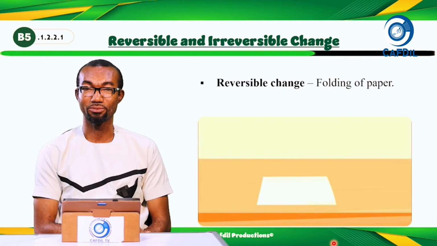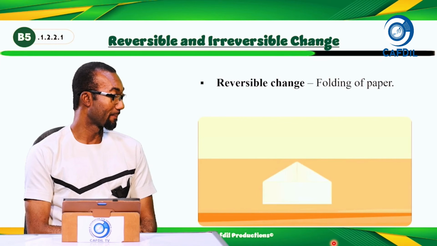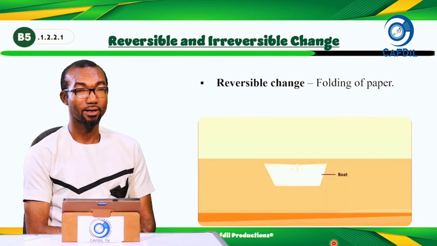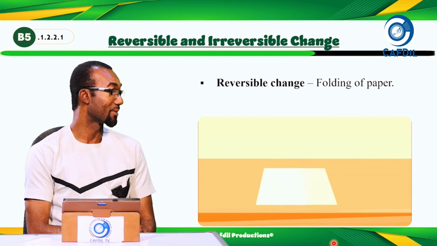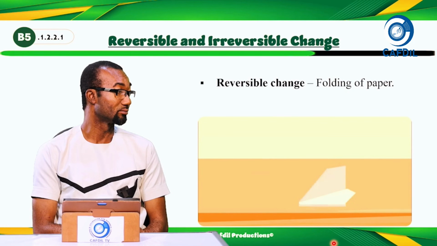The next example is folding of paper. If I fold this paper, as you see, and then I make a boat out of it, I can just unfold the paper, and then I will get my paper back. So no new substance is formed.